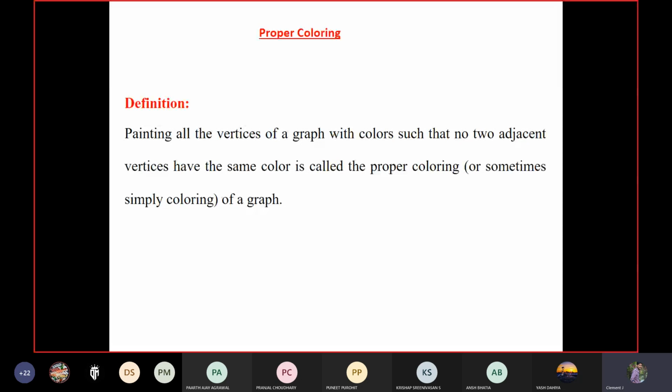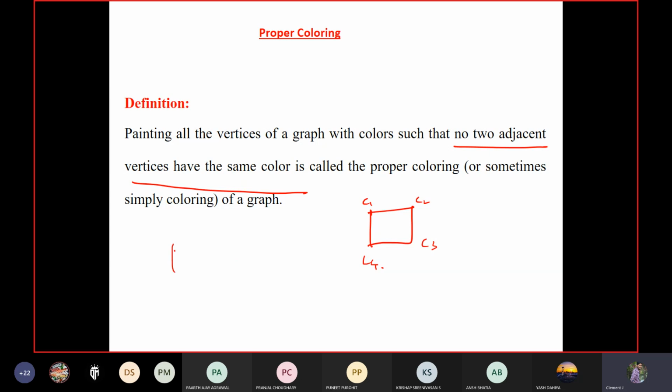So please listen properly. Coloring means you will be provided some graph, for which you will be labeling the coloring, for example C1, C2, C3, C4. Here the important rule is that you are not allowed to have two adjacent vertices with the same color. The definition of proper coloring is that no two adjacent vertices have the same color.